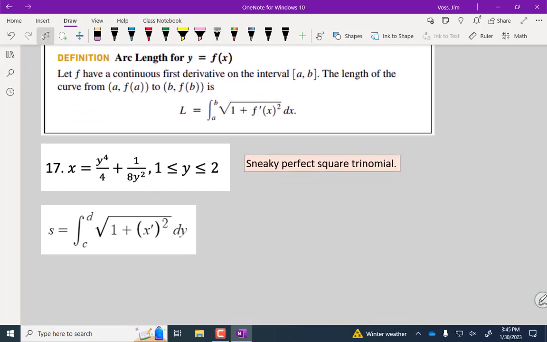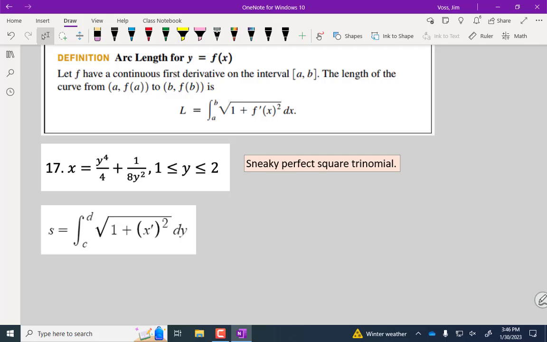Okay, so let's do another of these trinomials because they're tricky. And notice that in this case, everything looks very similar except, oh wait, here we're given a function of y instead of a function of x. So how does the formula change?